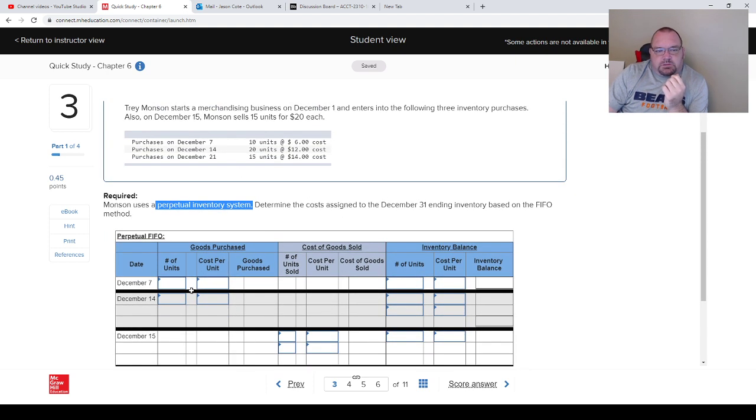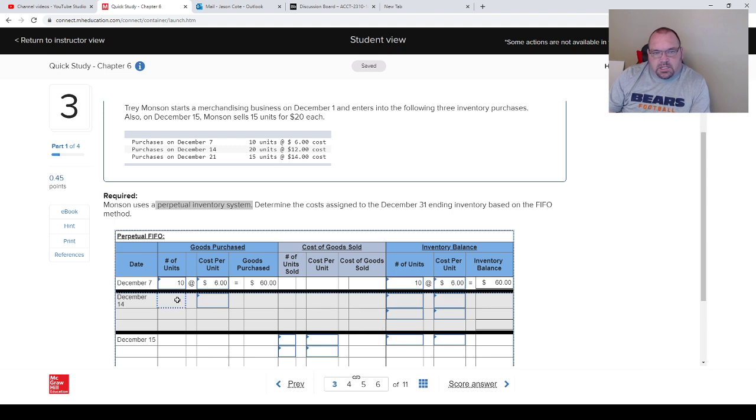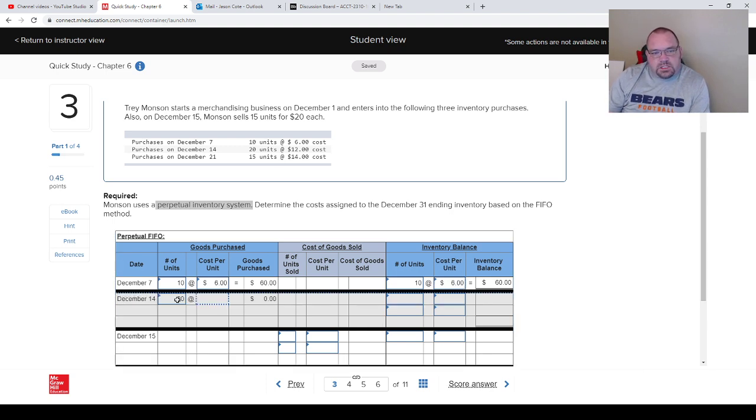So we're going to start off here. We got to put in the December 7th purchase, which is 10 units, and the cost of those units is $6 a piece. So once we made that purchase, what's in inventory at the end is going to be 10 units at a cost of $6 a piece. All right. And then when we get to the 14th, our next purchase, we will add 20 units that cost $12 a piece. So at the end of the second week, we've had 2 purchases and no sales. So we'll have 10 units in inventory at $6 a piece. We'll have 20 units in inventory at $12 a piece, bringing our total inventory up to $300. All right.